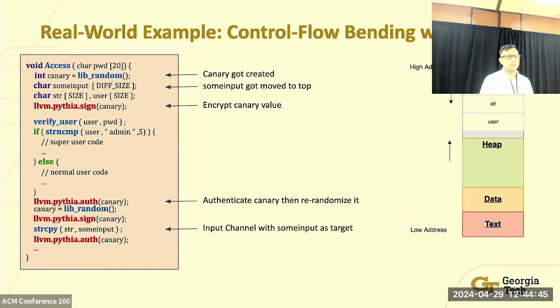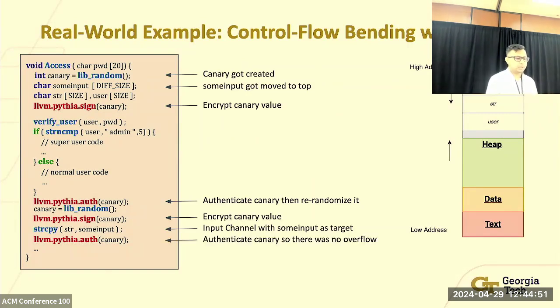And then, of course, we re-randomize it again, in case it's a long call chain. Then we encrypt it and decrypt it to check for overflows. So this is a simple example to explain what happens.